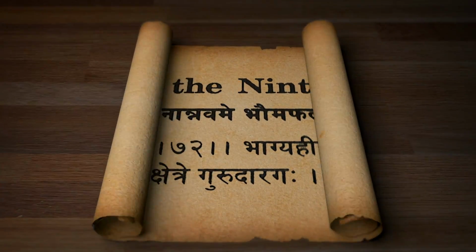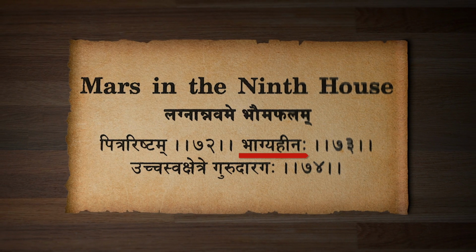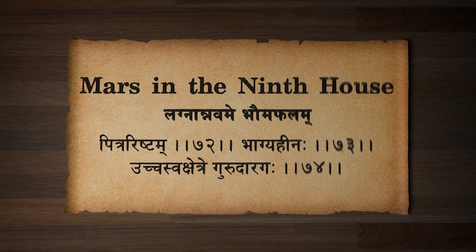The next word Sage Bhrigu says is Bhagyahina, shortage of luck. But the translator says he will be unfortunate and no prosperity. Bhagyahina is again another word which says that there is diminishing or less of luck. Does not mean that the person will have no luck.